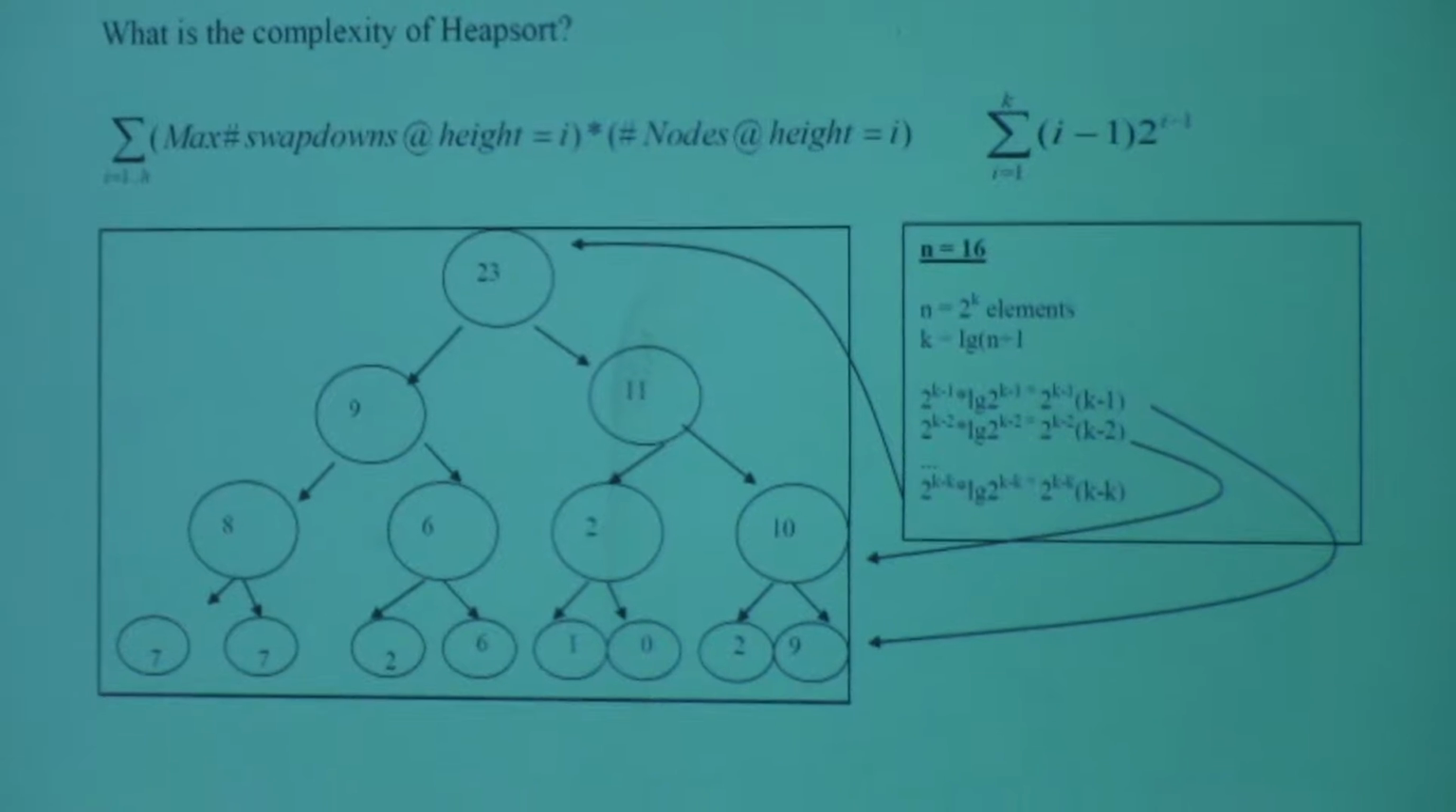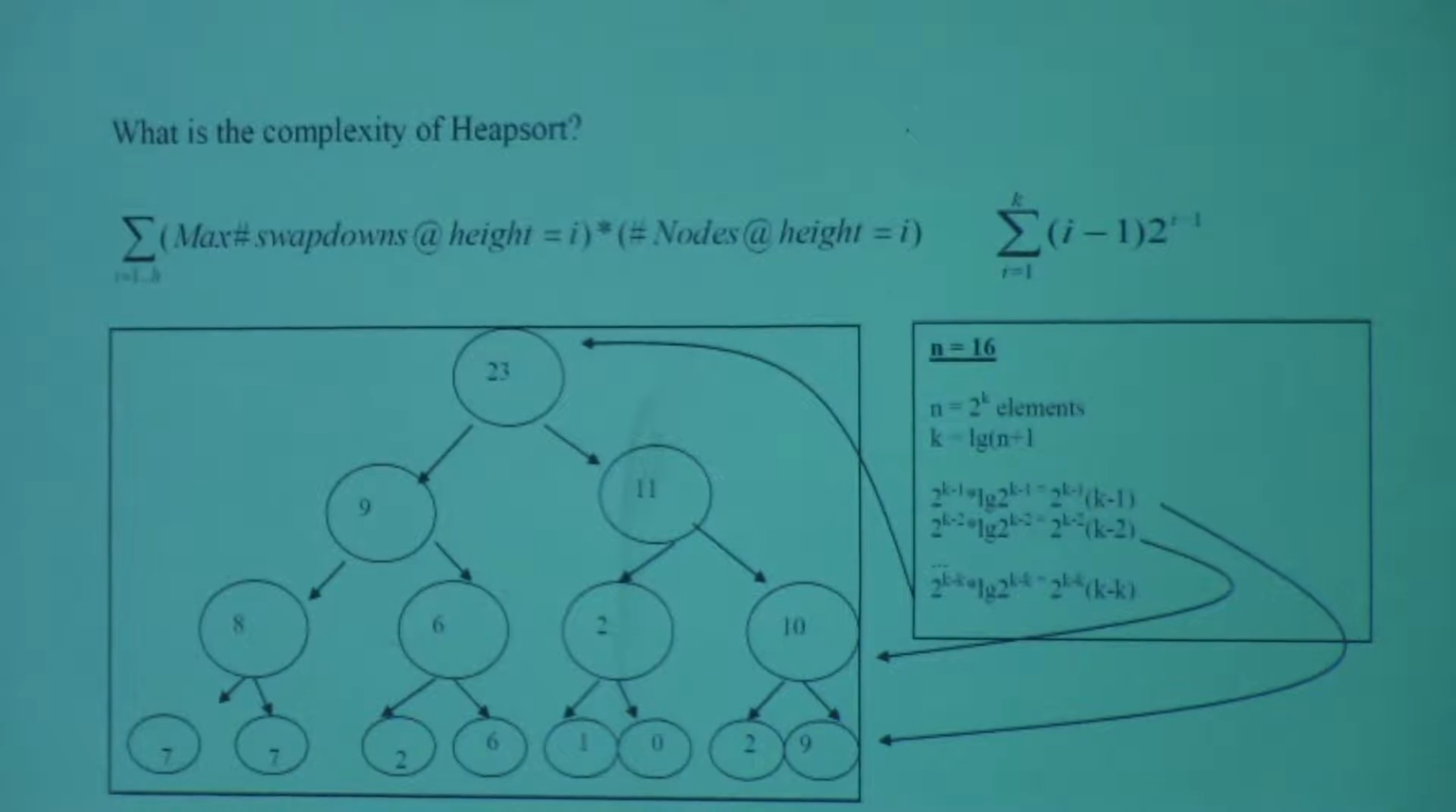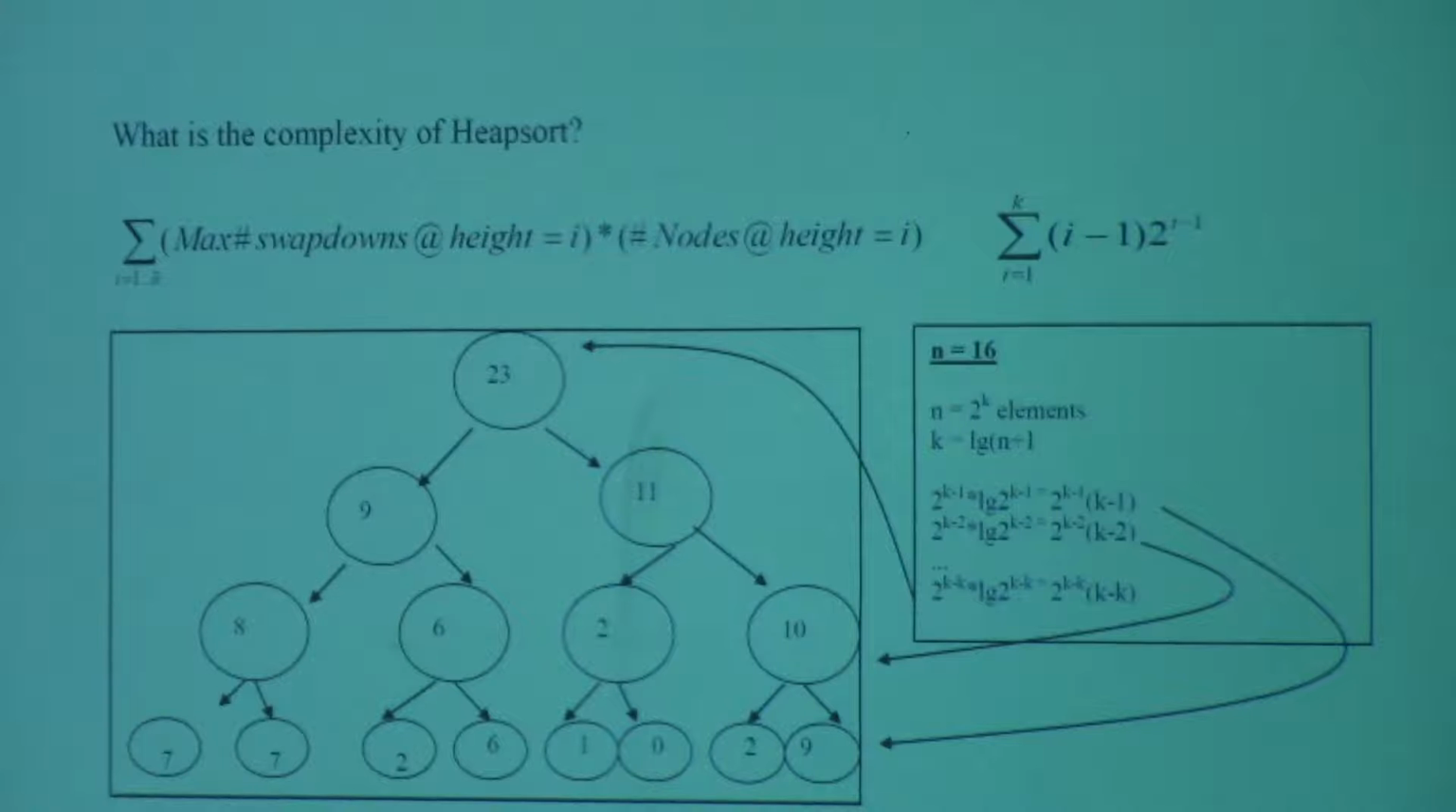So what is the complexity of heap sort? We sort of alluded to it. Well, the analysis that I'm presenting here is a worst case analysis. The worst case analysis means multiply, for each height, as height varies from 1 to h, the maximum number of swap downs at height equal to i times the number of nodes at height equal to i. That makes sense? So that is the heap sort.